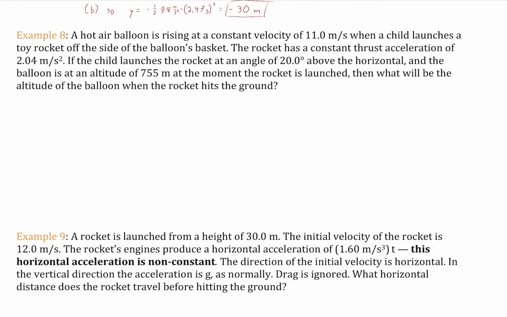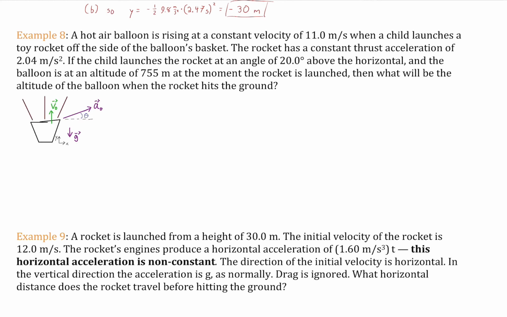All right, so first, example 8. A hot air balloon is rising at a constant velocity of 11 meters per second when a child launches a toy rocket off the side of the balloon's basket. The rocket has a constant thrust acceleration of 2.04 meters per second squared. If the child launches the rocket at an angle of 20 degrees above the horizontal, and the balloon is at an altitude of 755 meters at the moment the rocket is launched, then what will be the altitude of the balloon when the rocket hits the ground? Wow, right? A lot of moving parts here.